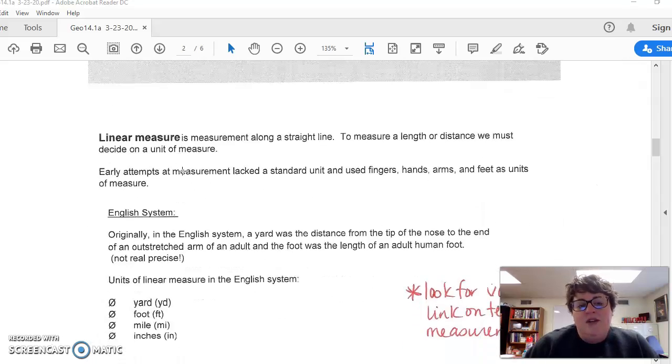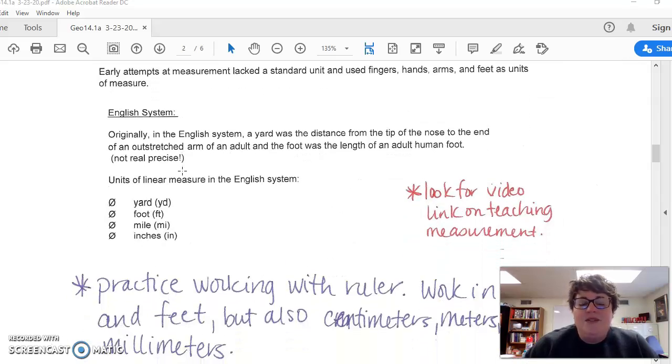So just talking about linear measure, you can read through this. Two types of measure: the English system and the metric system. In the United States, we still use the English system, but if you go overseas, it's all metric. So we'll look at both.